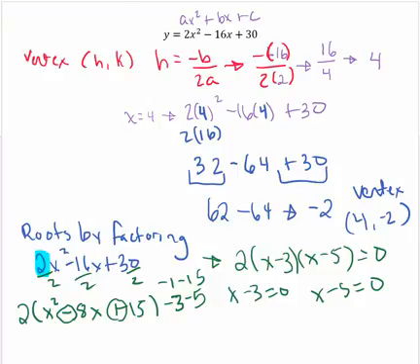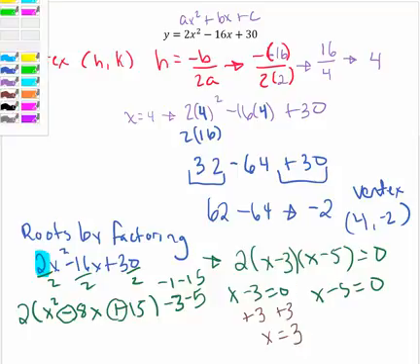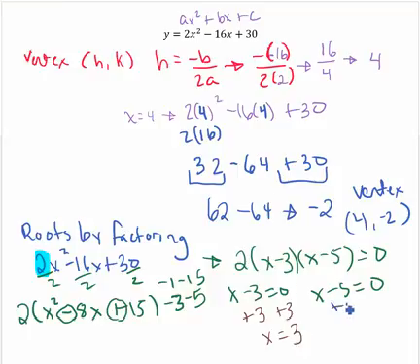Okay, so here we go. I add 3, so x equals 3. Then I add 5, and x equals 5. So I have roots of 3 and 5, and a vertex of (4, negative 2).